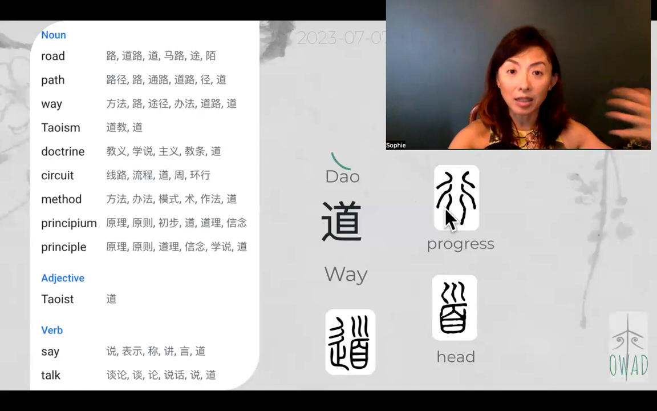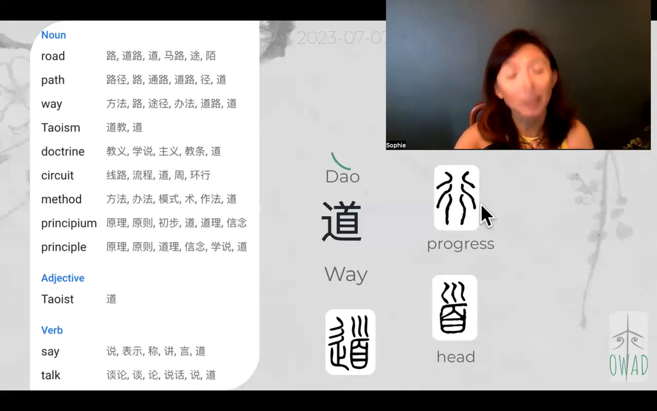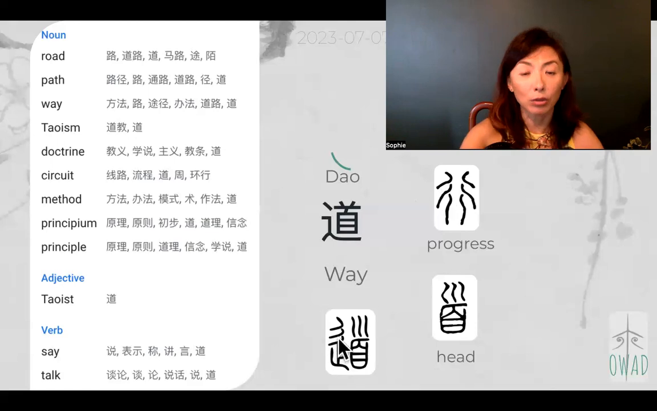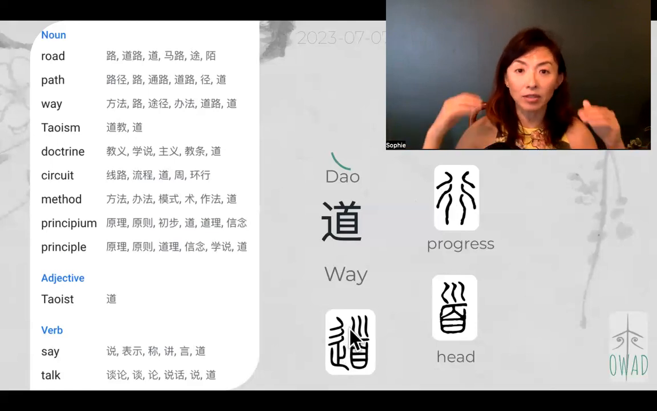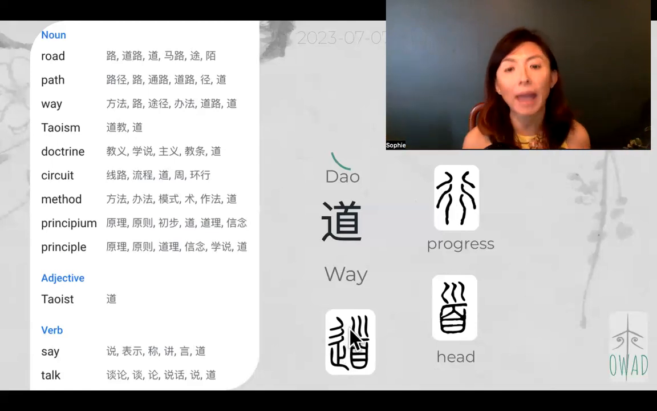Just the left side is enough because the right side is guaranteed to be there. We don't need to say it anymore. We just write the three strokes like here, a super simplification of the three strokes over there. That means it's progressing, it's moving in space. And then the bottom is the foot symbol.